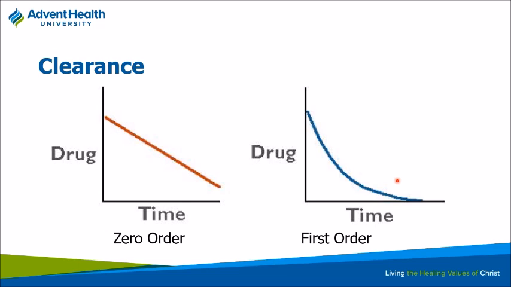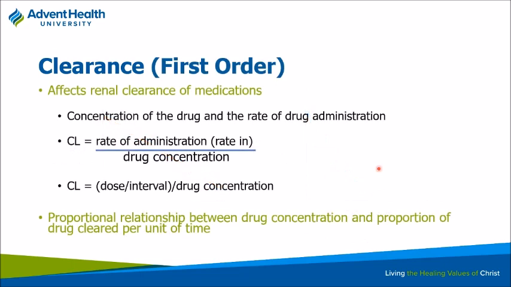Again, I'll give you some more examples of what this looks like in just a little bit, because sometimes this concept can be a little tough for people to get. Essentially, looking at first order kinetics, which we're going to assume most drugs follow unless otherwise specified, how we determine our clearance is going to be the rate of drug in, so the rate of administration, divided by the drug concentration itself, okay?